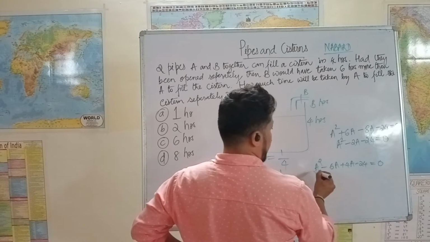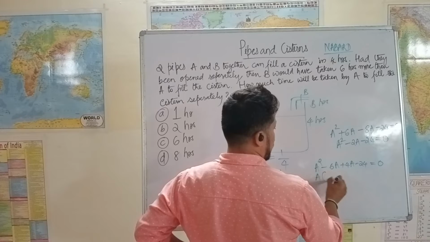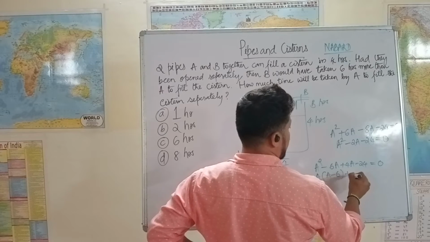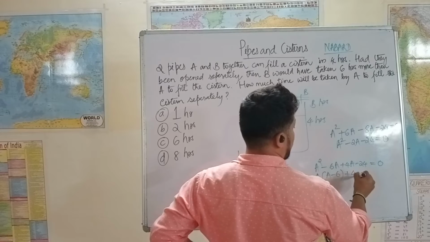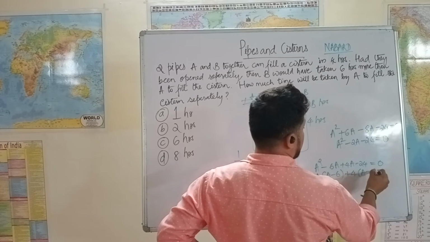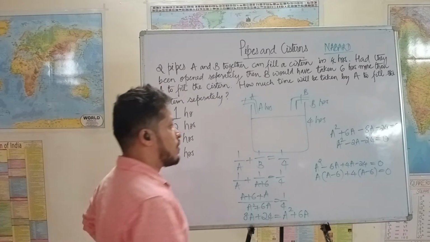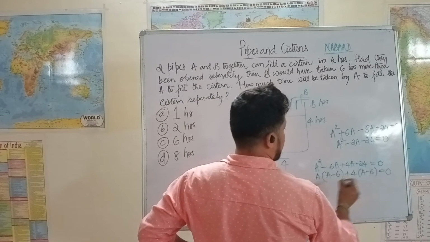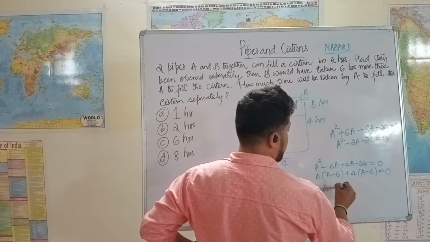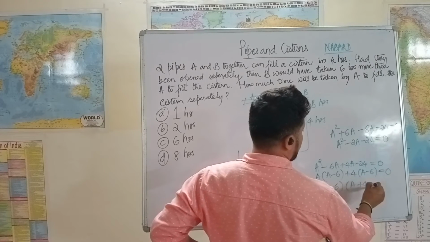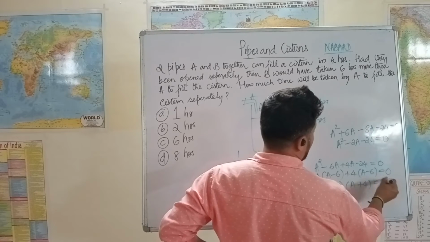Now I take a common here: a minus 6, plus, here I can take 4 common, a minus 6 is equal to 0. Now again in this a minus 6 I can take common: a minus 6, and here a plus 4 is equal to 0.